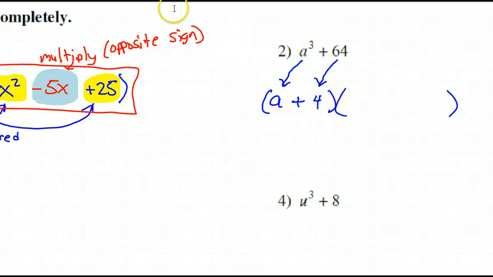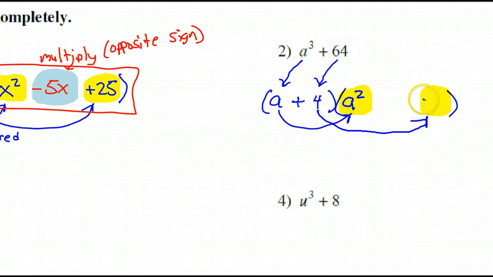Now remember that I can get my beginning and end next, because they come from squaring these. So that's going to be a squared and plus 16. All right, and then there's the middle. And the middle comes from multiplying these two together. So that'll just be 4a, except it'll be the opposite sign. So that's it.